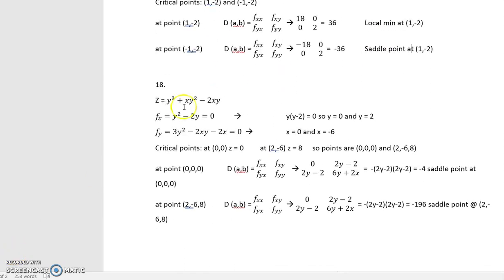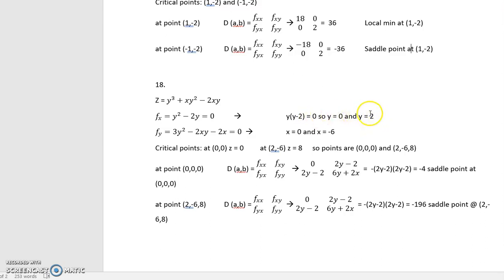Okay, so for number 18 over here, we have a function of z. z is equal to y cubed plus xy squared minus 2xy. So we take the first derivative for x and the first derivative for y. And we get f_x = y squared minus 2y is equal to 0. And the f_y is 3y squared minus 2xy minus 2x, equal to 0. So over here we could factor out y. So we have y times (y minus 2) is equal to 0. So y is equal to 0 or y is equal to 2.